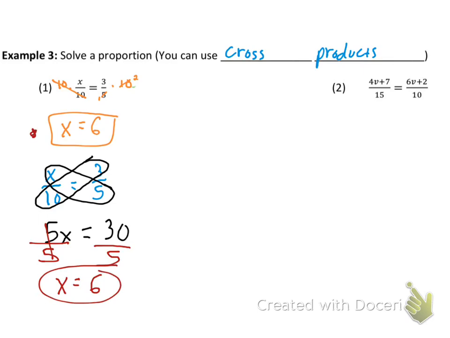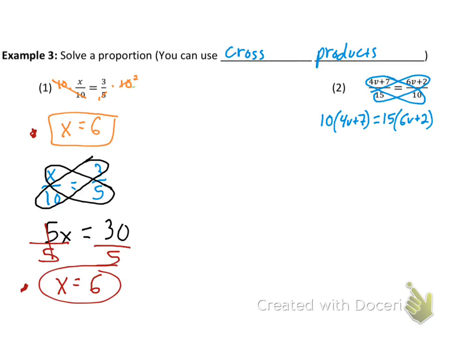Notice how you got 6 in both ways that you can solve this problem. Now, when I look over at number 2, when it's a little bit more complicated, I want to go to using cross products. So if I use a cross product here, I'm taking 10 times this whole thing, 4v plus 7. I drop my equal sign, and then my other cross product, I've got 15 times 6v plus 2. I'm taking 15 times that whole thing.